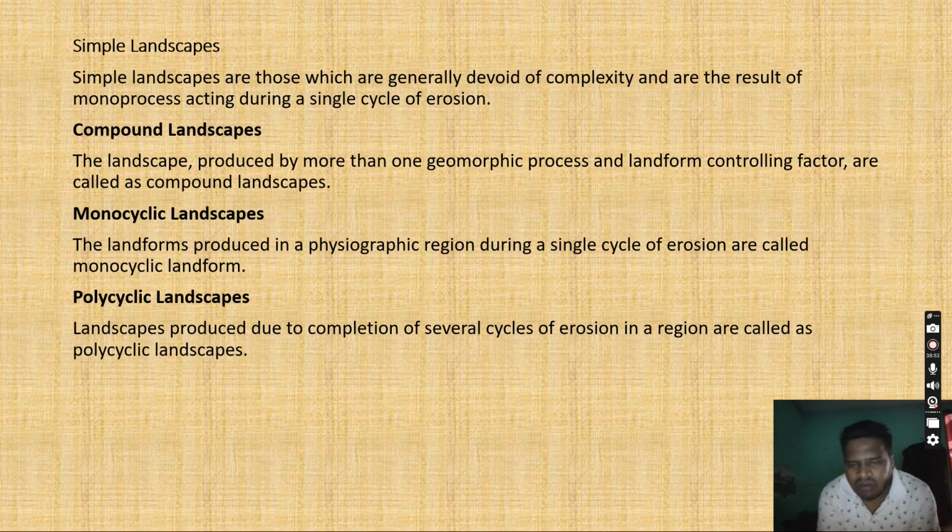this landscape. Now we talk about compound landscape. Compound landscape is where more than one geomorphic process is responsible for the landscape. That is compound landscape. Now we have monocyclic landscape, that is a landscape that faces only one cycle of erosion. And now we have polycyclic landscapes, the landscapes that face more than one cycle of erosion.